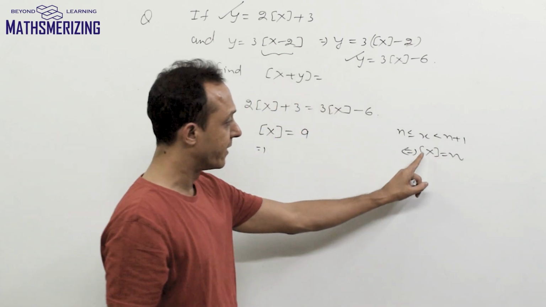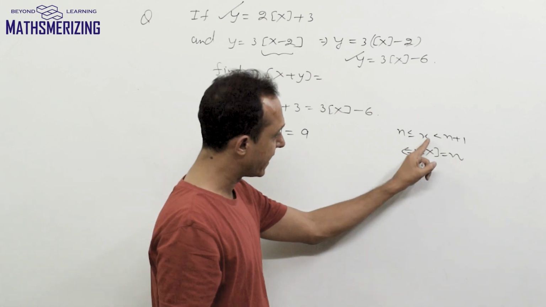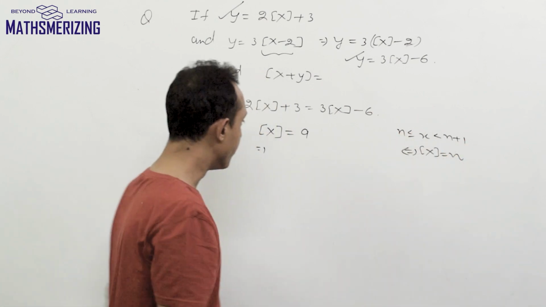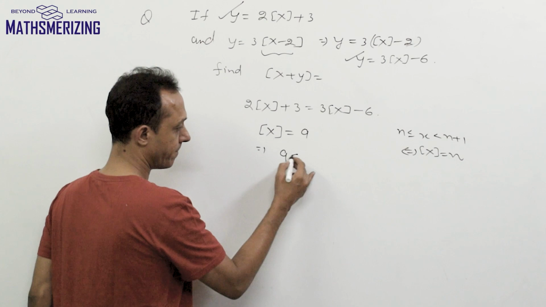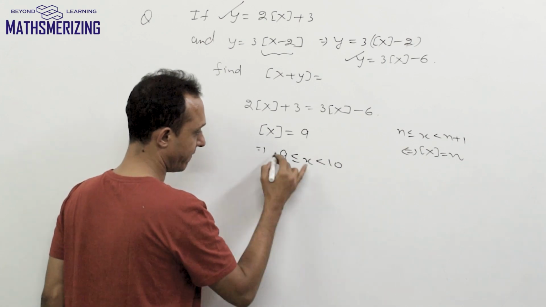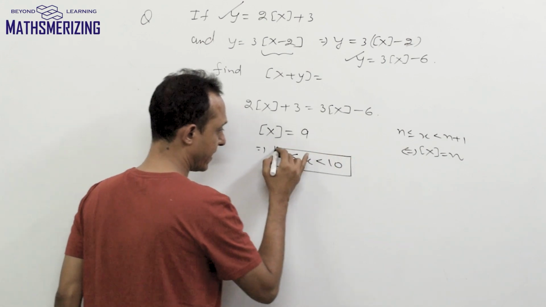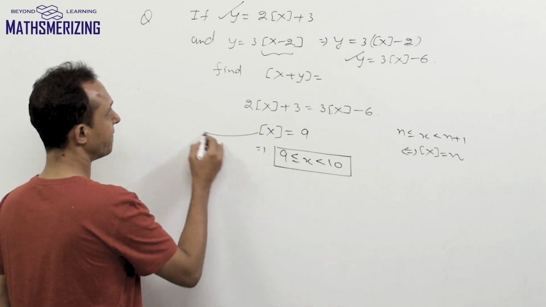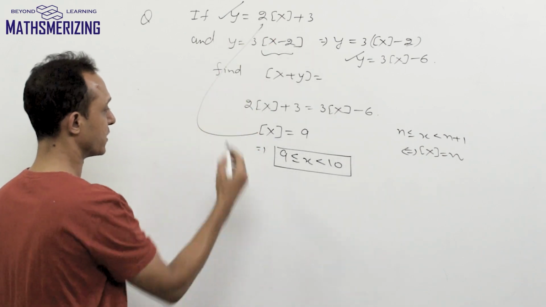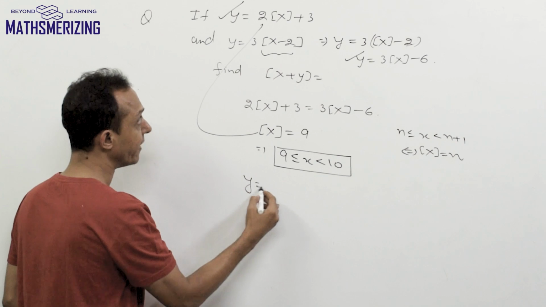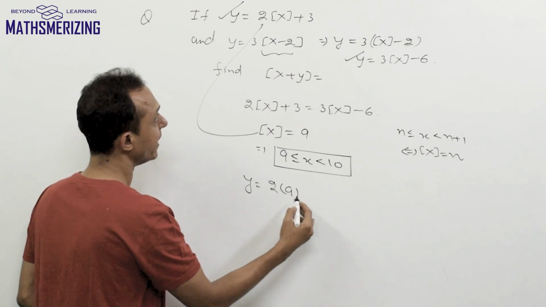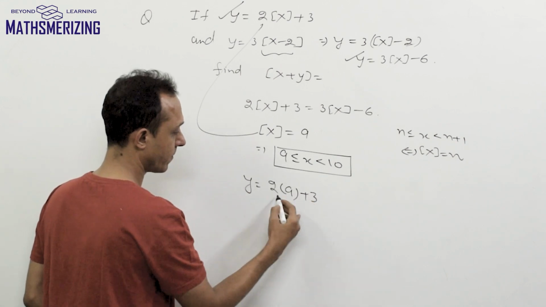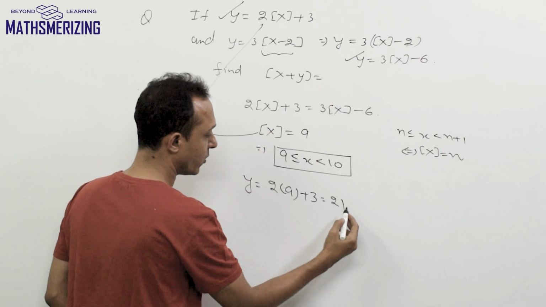So when the greatest integral function of x is n, then the value of x lies between n and n plus 1. So simply I can say the value of x lies between 9 and 10. Now, if I put the value of the greatest integral function of x in the first equation, I can get the value of y. So the value of y will be 2 into 9 plus 3. 18 plus 3 is 21.